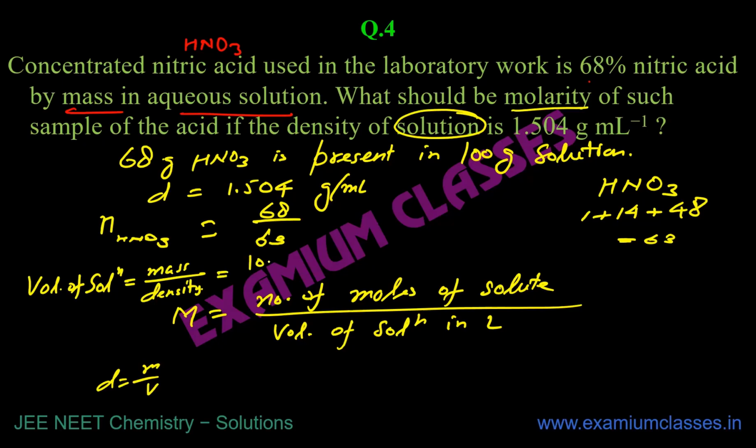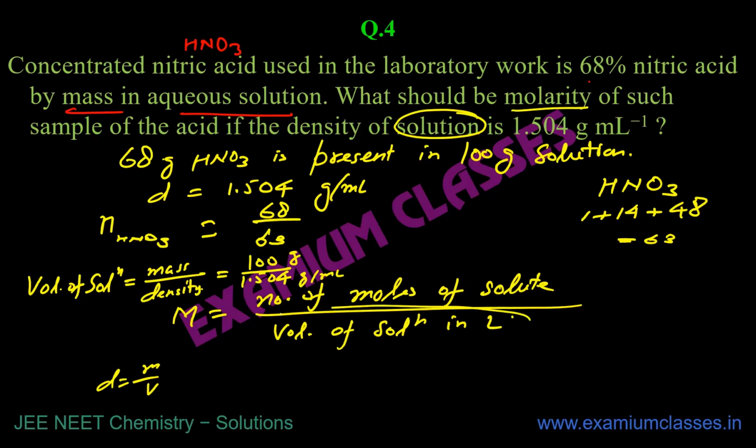So it will be mass is 100 gram and density is 1.504 grams. These many milliliters, and this is where students make mistakes. Because the density is given in gram per milliliter, and this is gram. So this is 100 gram. This is gram per ml. So obviously the answer, this volume, will be in ml.